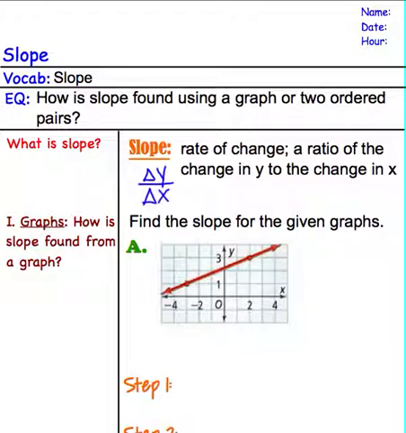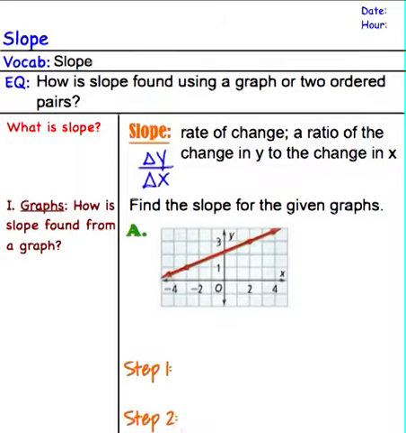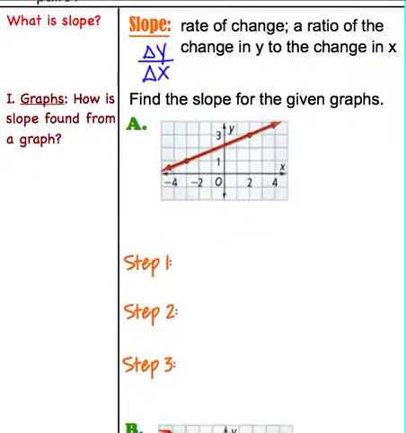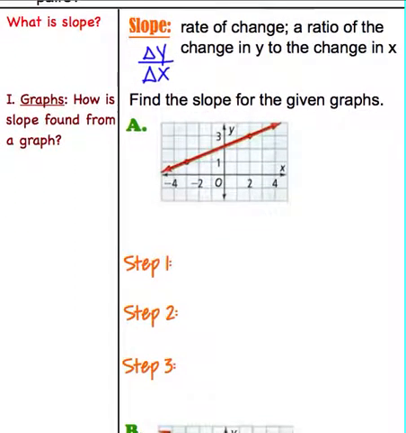Now some people have been saying to me that that triangle is confusing. All it means is change. So the first thing we're going to take a look at is how we take a graph and find the slope. This is actually quite simple to do.